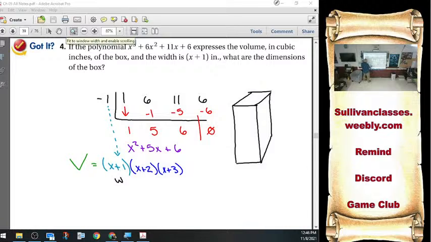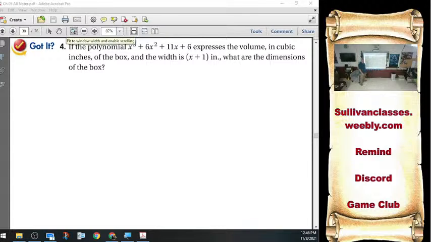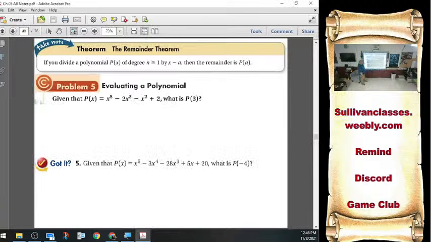So I have no idea. I just know that it's those. That's as far as we can go. Now, if they said something else, like the height is shorter than the length, okay, now I know. But they didn't give me that, so I can't do it.